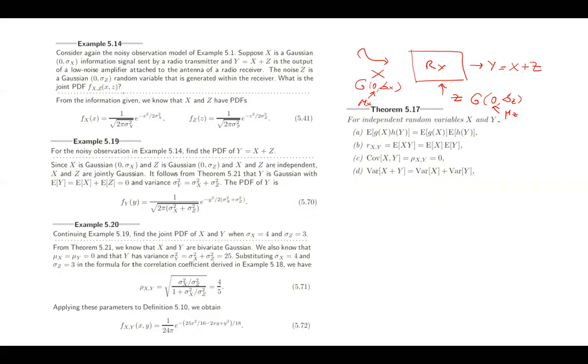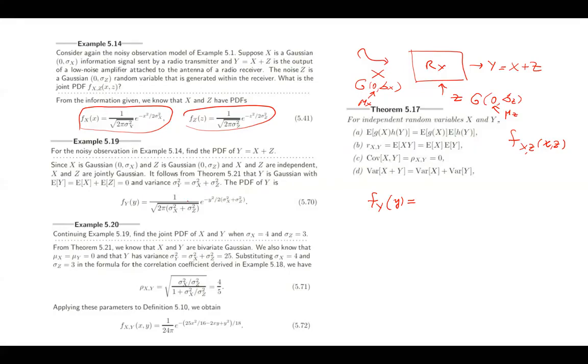What's the joint PDF of XZ? Now, from the definitions, we simply say that the marginal PDF of X is Gaussian, the marginal PDF of Z is Gaussian. Then we can define the PDF as a bivariate Gaussian PDF.